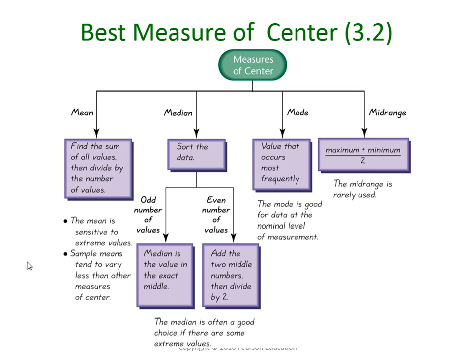The mode is good for data at the nominal level of measurement. So the mode tells you the one that happens the most often, especially if you're dealing with things that are categories. Categories, you can only deal with the mode, saying what happens the most frequently.